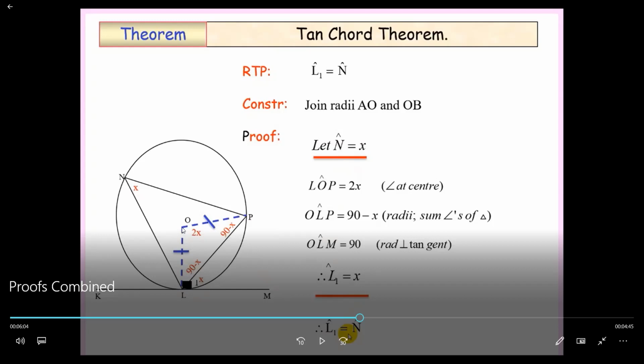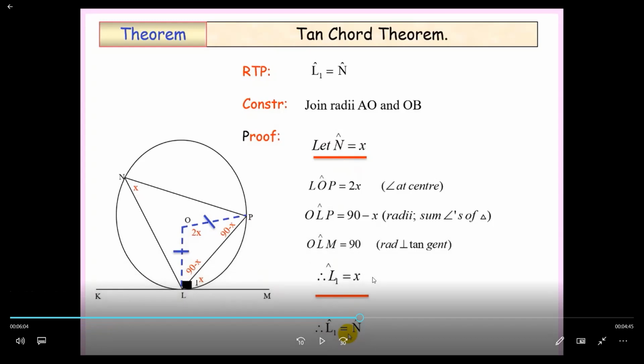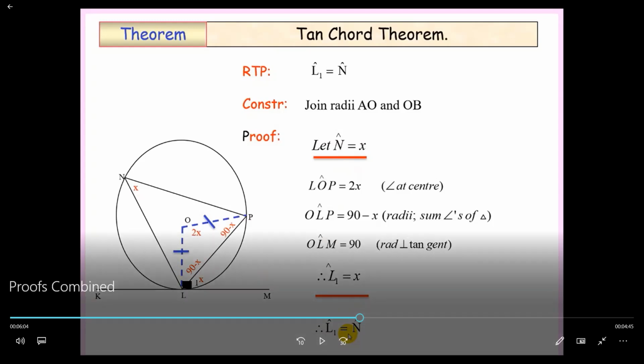And then OLM has to be 90. The reason is the radius is perpendicular to a tangent. And if the small angle is 90 minus x and the big angle here is 90, your L1 has to be x, as I wrote it down. And that proves the theorem, the famous tan chord theorem.